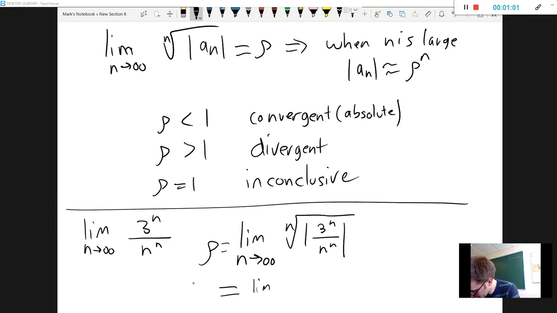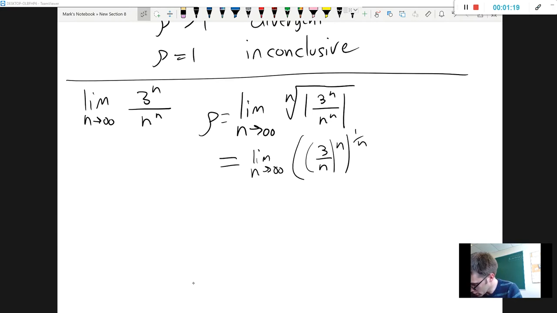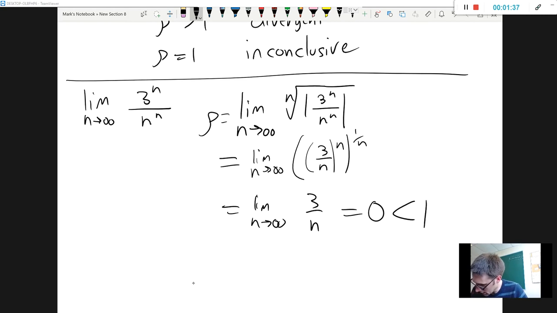And so we can write this as the limit as n goes to infinity of the absolute value of 3 over n, which is still 3 over n, all raised to the n. And then the nth root, remember, is just the 1 over nth power. It's another way of writing nth root. And so now we have 3 over n to the n raised to the 1 over n. When you have one power raised to another, you multiply the powers. And so we're left with just the limit as n goes to infinity of 3 over n to the 1, which is, of course, 0. And so since our ratio is less than 1, we would conclude that this is absolutely convergent.